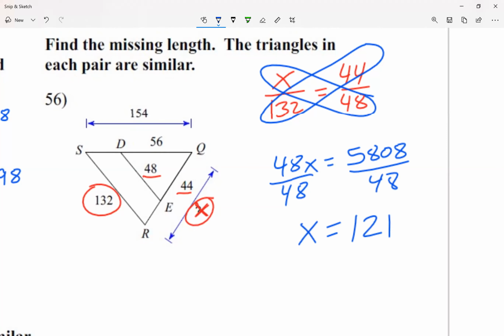I was dealing with big numbers because we have access to calculators. Now, you don't want to deal with big numbers. Simplify before you multiply.